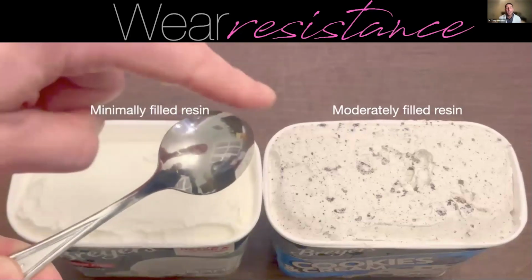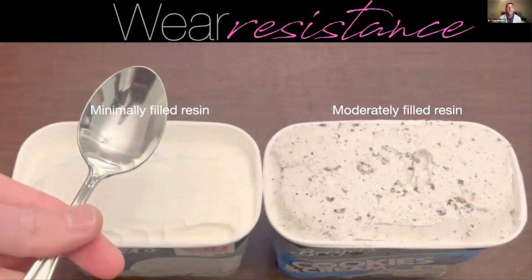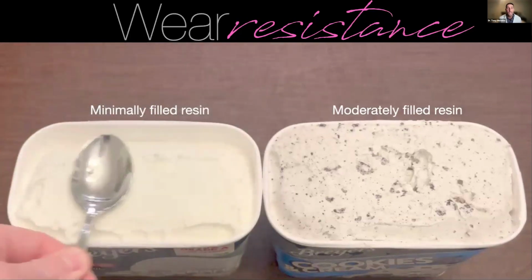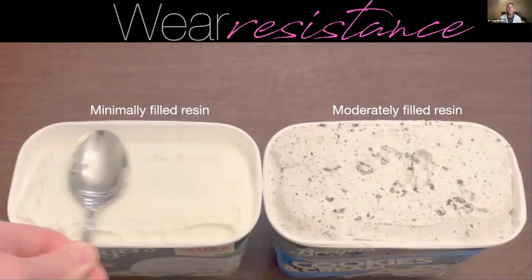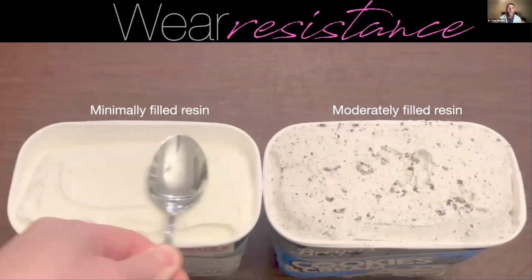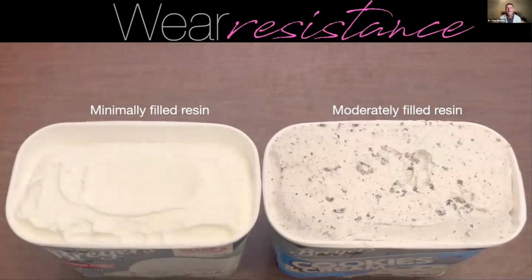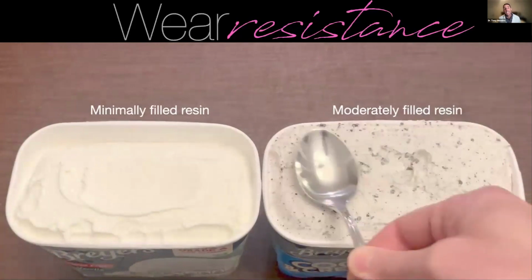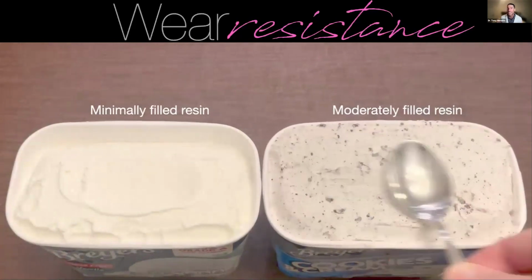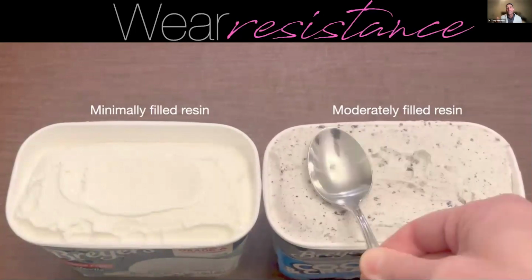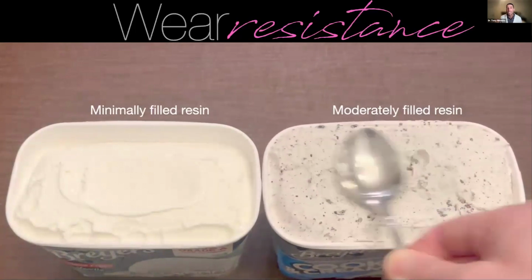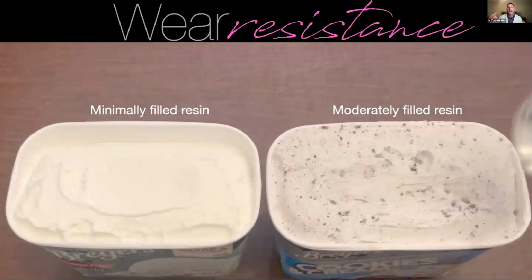So if we think of the backside of this spoon as an opposing cusp, and we think about the cumulative effect of that cusp when it's functioning on these materials, you can see that, this is so simplistic, in the vanilla ice cream, it's able to carve a groove very rapidly. In these filled materials, the cookies actually act to inhibit some of the wear of that material. So in general, the higher filled a resin is, the more resistant it is to wear.